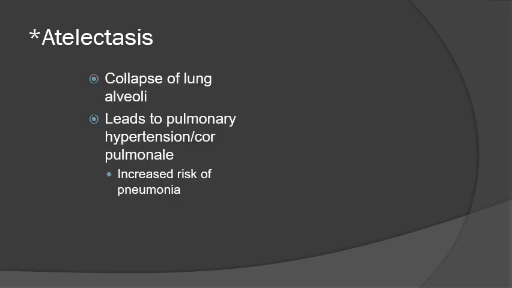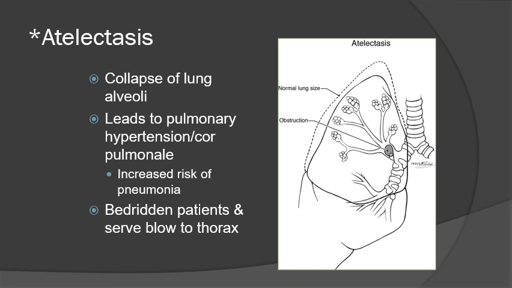Okay, so looking at our different conditions, make sure that you take time for yourself and get the signs and symptoms of the different things. Atelectasis is the collapse of lung alveoli. The actual alveoli collapse. This could lead to pulmonary hypertension or cor pulmonale, and there is also an increased risk of pneumonia. Typically, you see this in individuals who are either bedridden or get a severe blow to the thoracic region.